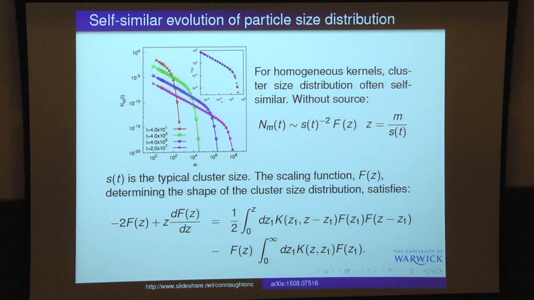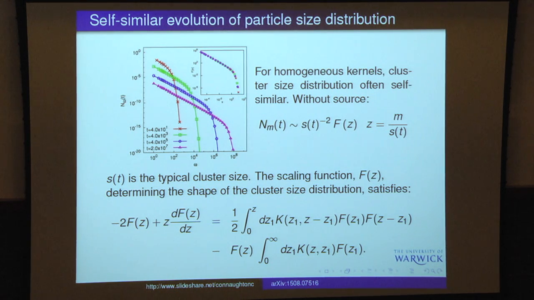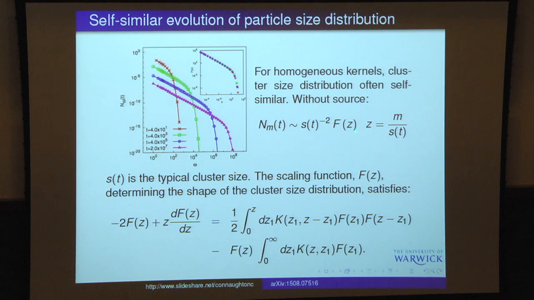Talking about these kernels with scaling properties, then clearly you might expect that the solution of the Smoluchowski equation itself exhibits some kind of dynamical scaling, and indeed it does. So you can look for solutions having the form where the dependence on mass and time comes about in this way. You rescale the mass by some typical mass or characteristic size S of t, and putting in this scaling form, you can look for self-similar solutions.